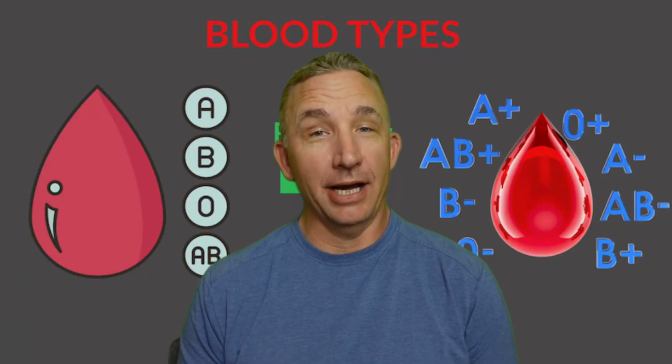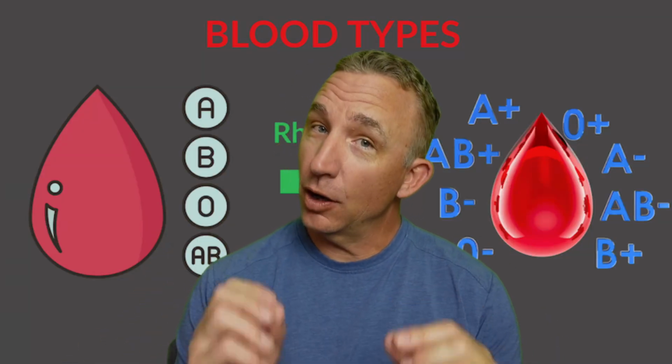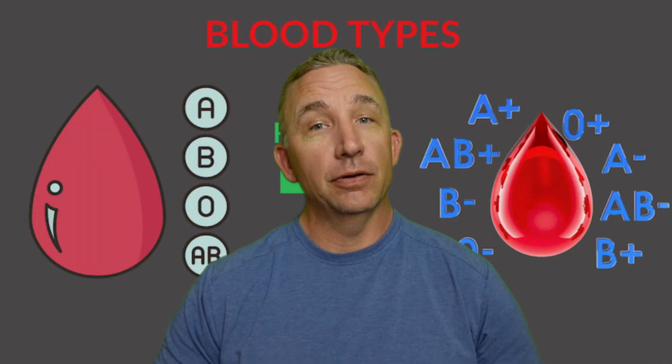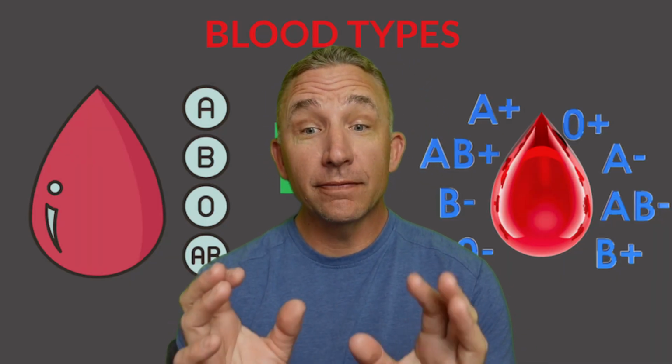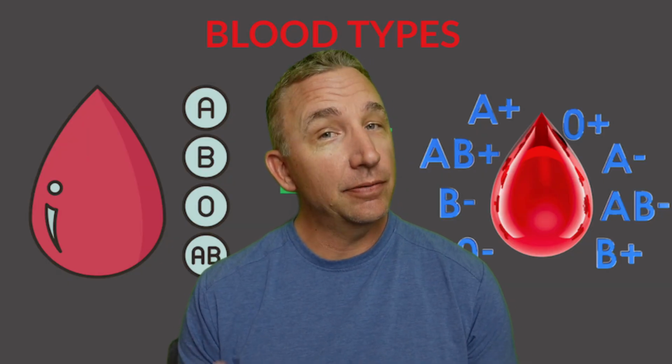Let's talk about blood types. If you needed blood, the universal donor is O negative. If you were a recipient, the universal recipient is AB positive. How do we come up with this?